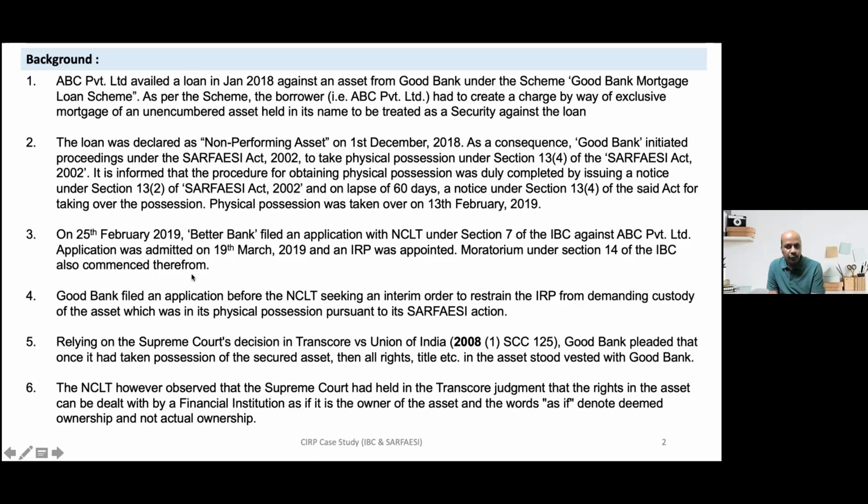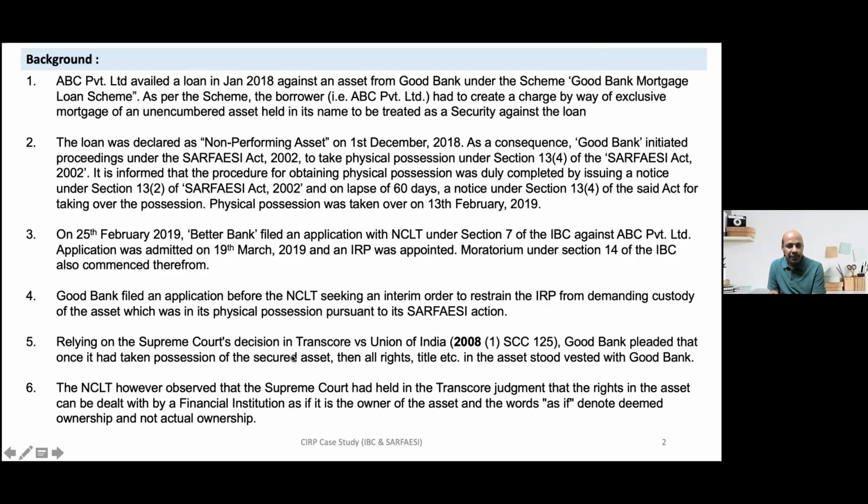Moratorium under Section 14 of IBC also commenced therefrom. Good Bank, now after this, what happened eventually is the IRP started approaching Good Bank to give back the possession of that particular asset, which was in their possession. But Good Bank filed an application before the NCLT seeking an interim order to restrain the IRP from demanding custody of the asset, which was in its physical possession pursuant to SARFAESI action.